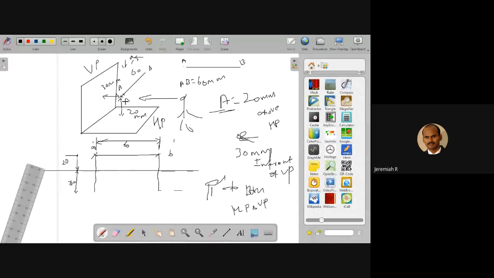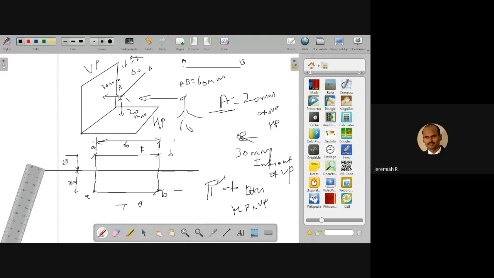In front you will get a line, in top you will get a line, and that should be visible and darkened. You can use an HB pencil or 2B pencil. This is another projection line, which should be very, very light. From this, with the gap of 30 mm, mark a point here. This is A. From here, draw a horizontal line. This is B. This is your top view, and this is your front view.